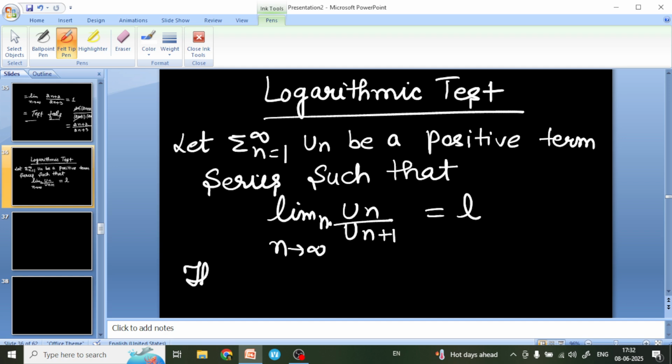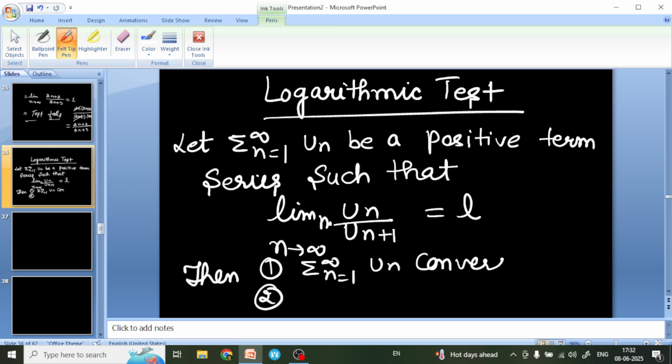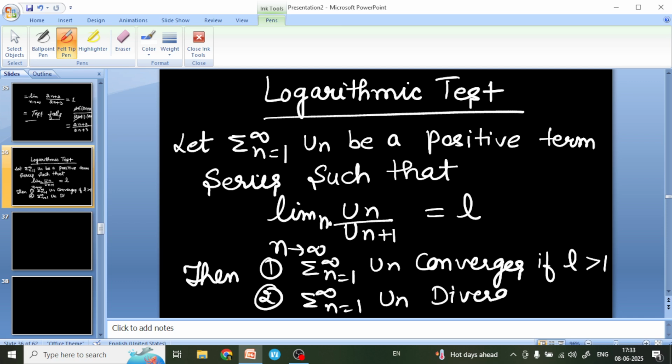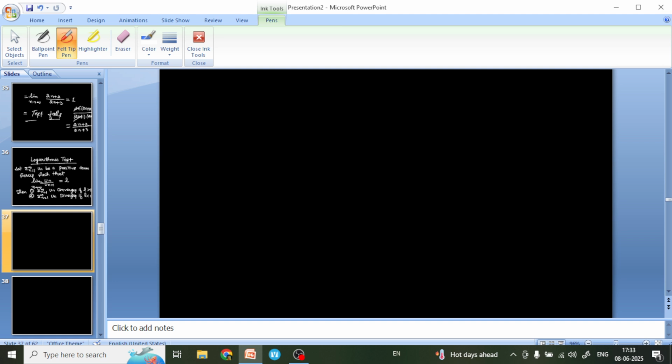And there are two conditions that should be implemented. First, sigma n is equal to 1 to infinity un converges if L is greater than 1. Sigma n is equal to 1 to infinity un diverges if L is less than 1. In this case, we will not implement the third test, that is L is equal to 1, in which we can say the test fails.